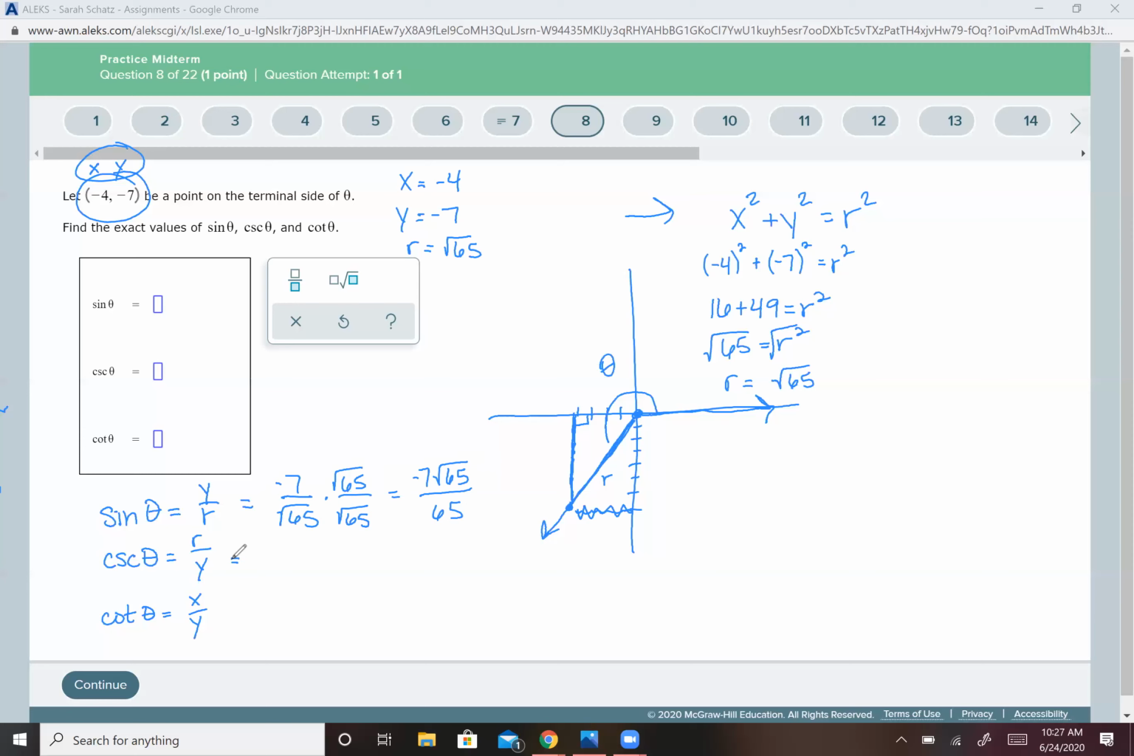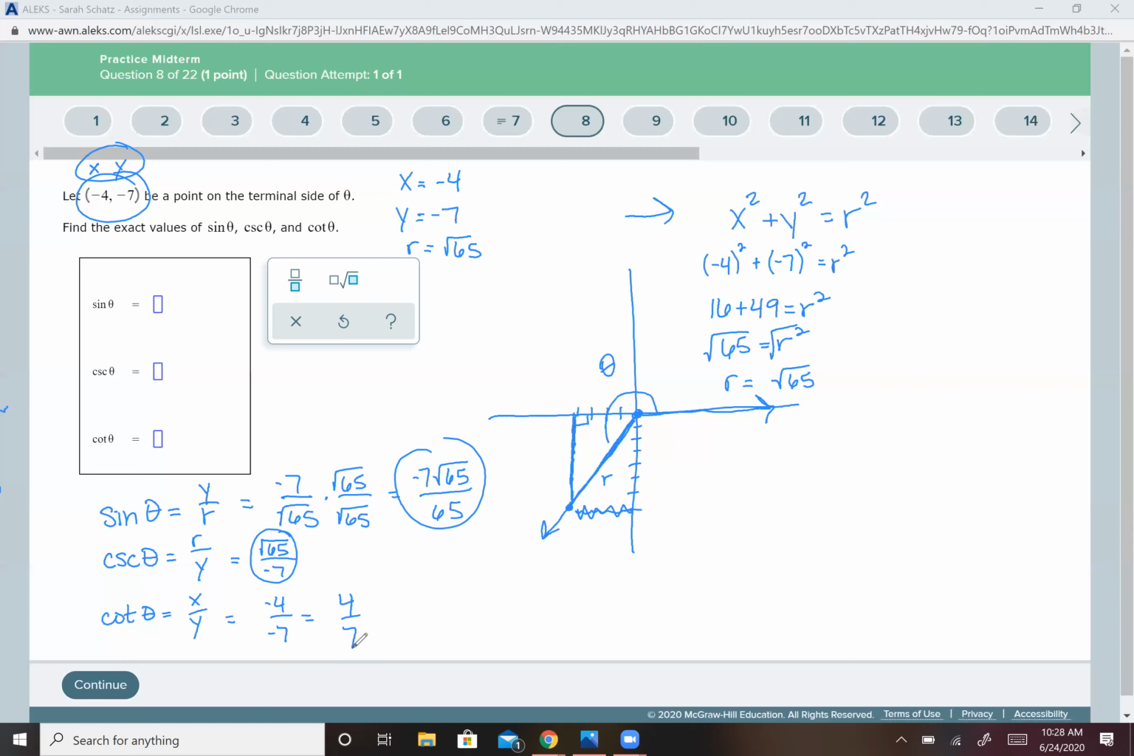Cosecant is r over y. So it's just the reciprocal of what I found for sine. So r is root 65, y is -7, and we don't have to rationalize that one. Cotangent is x over y. Honestly, we could have found that earlier before we found r. But x over y, -4 over -7. Make sure you do cancel those negatives out and just leave it as 4/7.